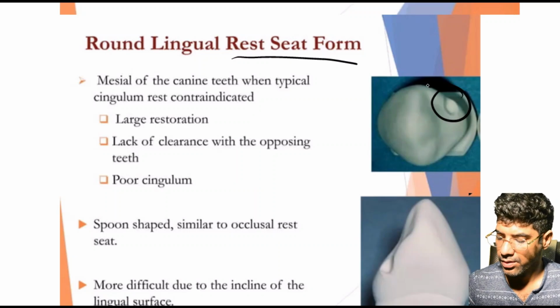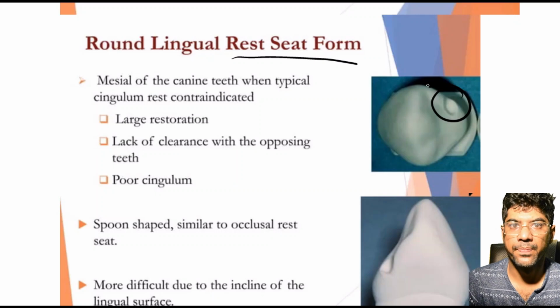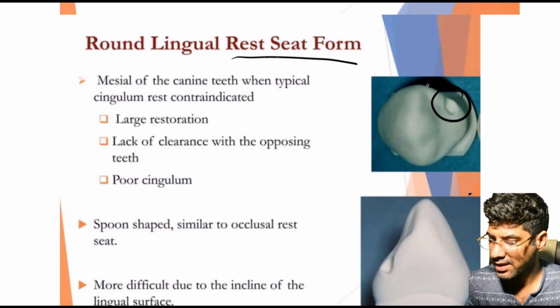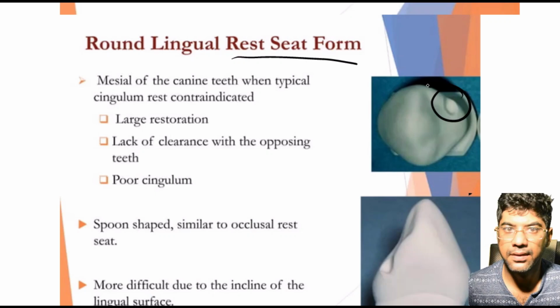Now coming to the round lingual rest seat form. So when to use the round lingual rest? It is typically spoon shaped, similar to an occlusal rest in design. This shape helps to distribute forces effectively while adapting to the contour of the tooth.